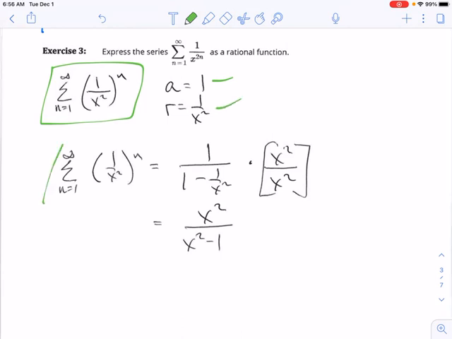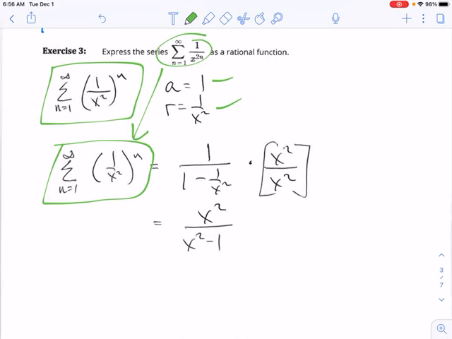So putting that in the form of a power series, we have (1/x^2)^n. That's just rewriting the power series. We haven't actually done anything yet. We haven't written it as a rational function. We're just rewriting the original power series so that it looks more like a geometric series.